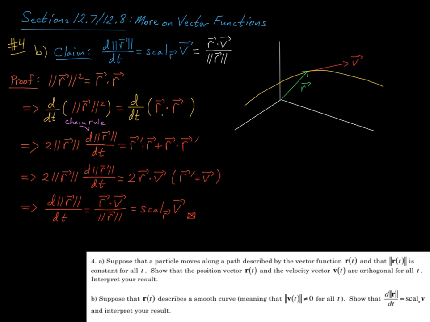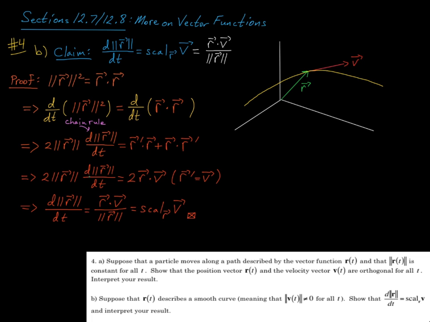Now on the right hand side, just like in part A, we're going to use the product rule for dot products, so that gives us R prime dot R plus R dot R prime. I'm going to leave the left hand side alone for the moment and clean up the right hand side. R prime is V, and the dot product is commutative, so I really have 2 times R dot V on the right hand side.